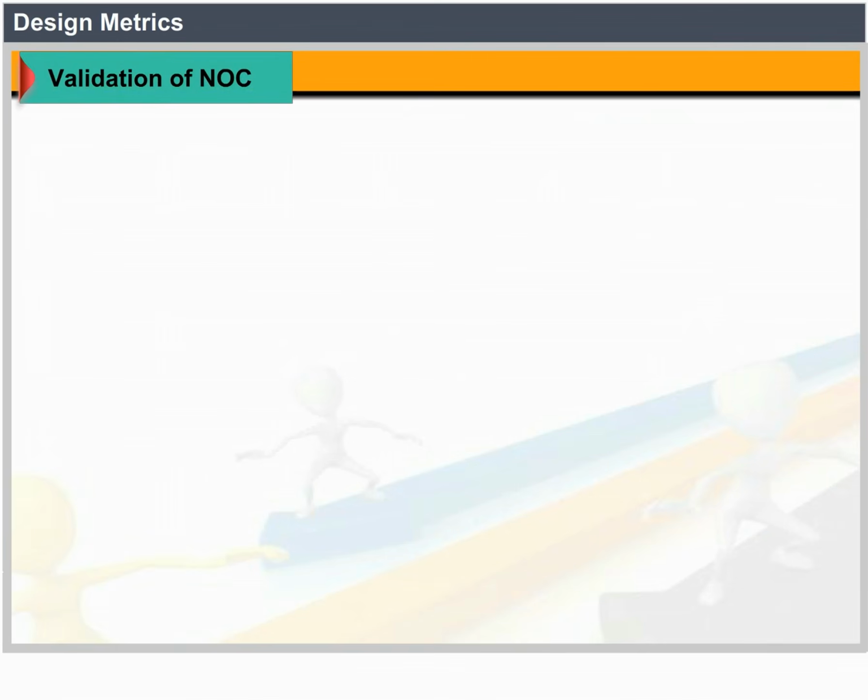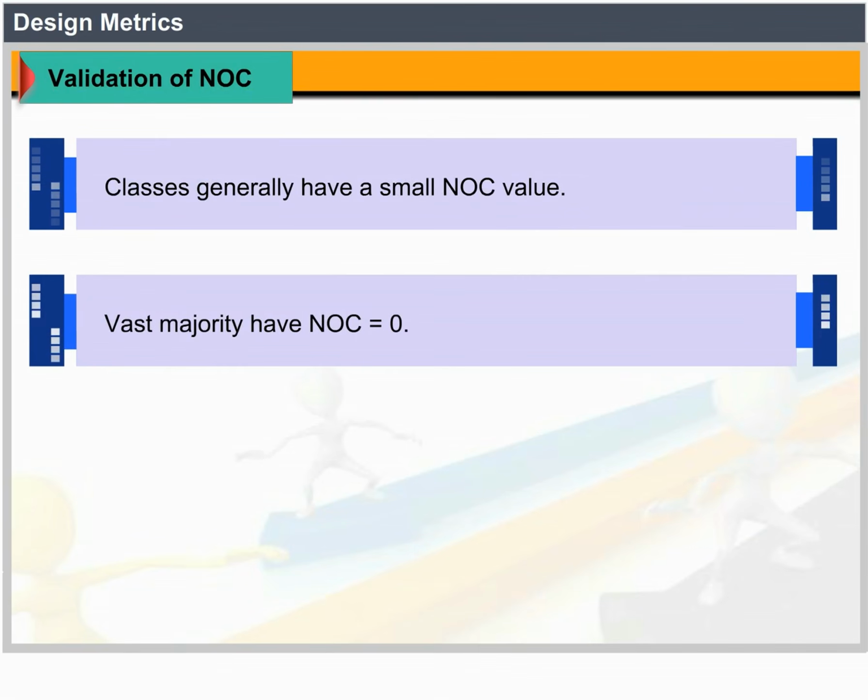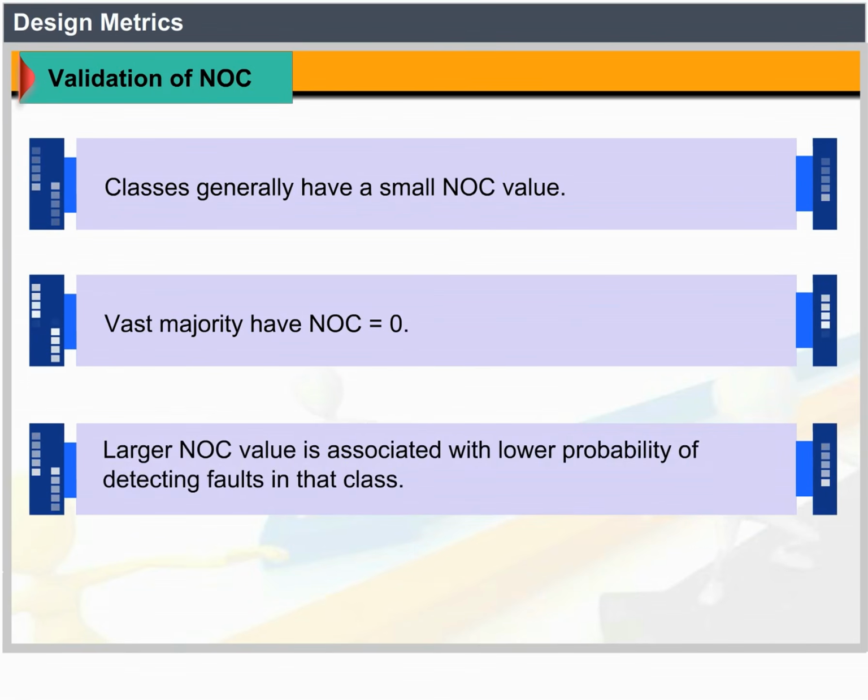Validation of NOC. Classes generally have a small NOC value. A vast majority have NOC equaling 0. A larger NOC value is associated with lower probability of detecting faults in that class.